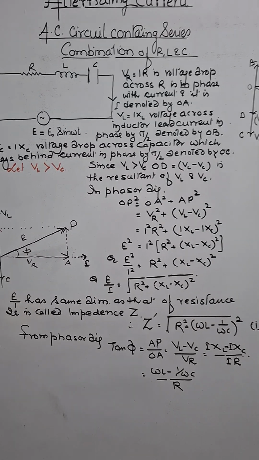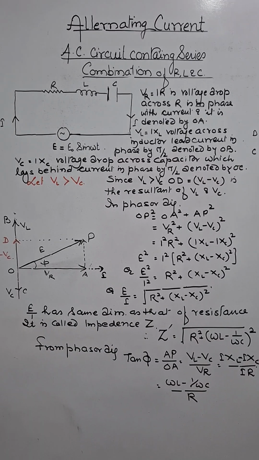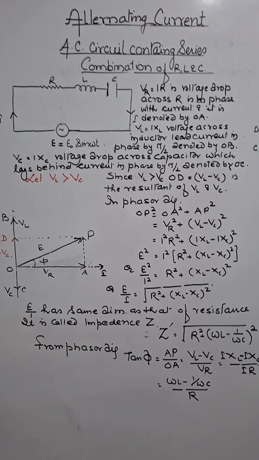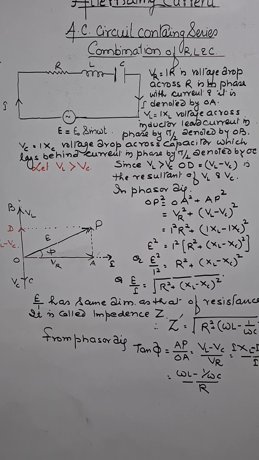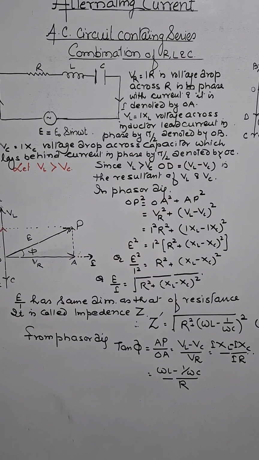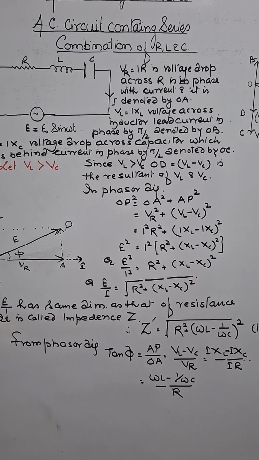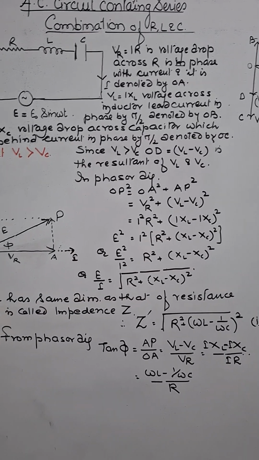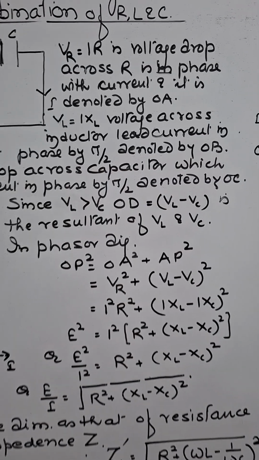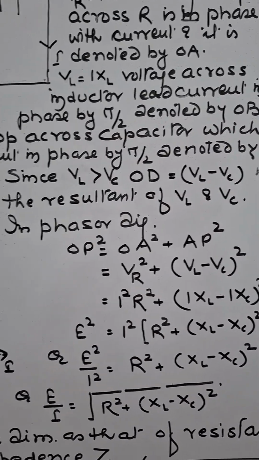Current in the circuit is I. Since all the elements are in series, current through each element will remain same. VR equal to IR. Voltage drop across resistance is in phase with current and it is denoted by OA in the phasor diagram.